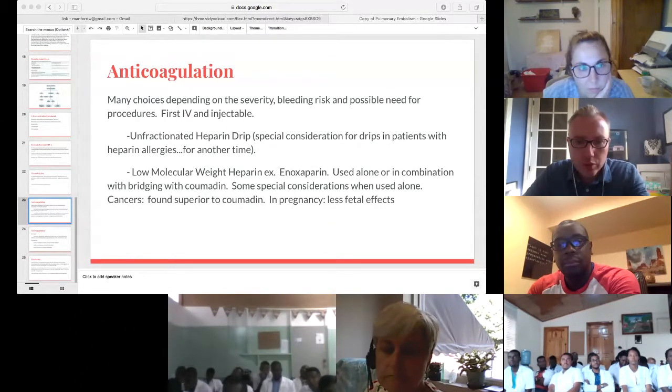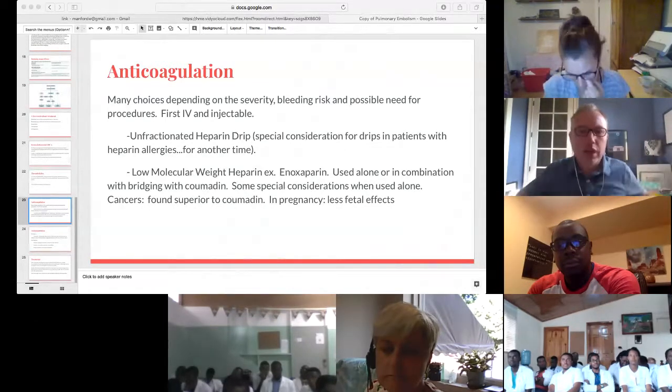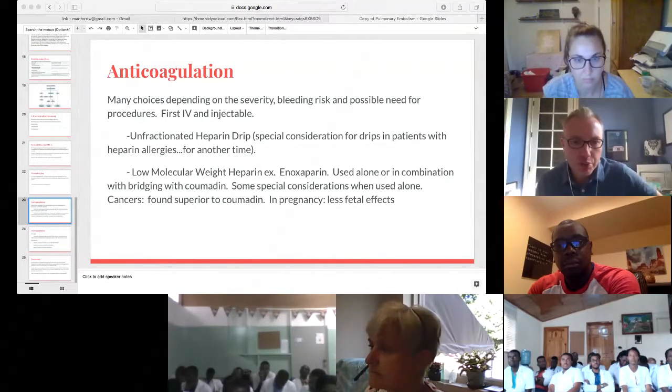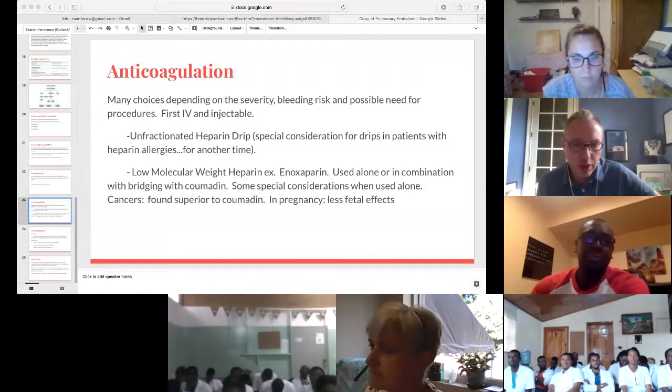And also transitioning to oral medications, the most common, of course, being Coumadin, because it's widely available and has been used for many years.